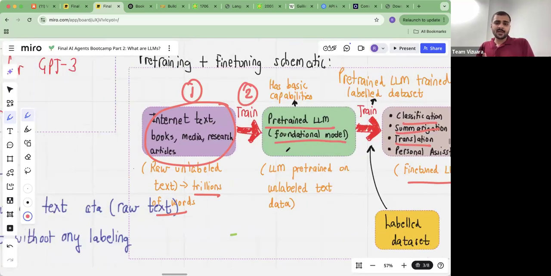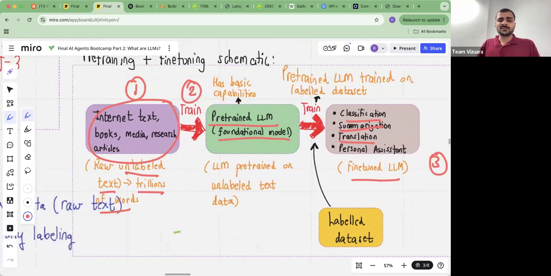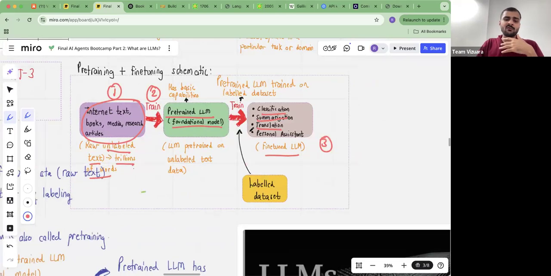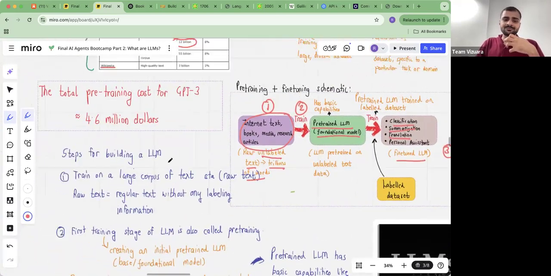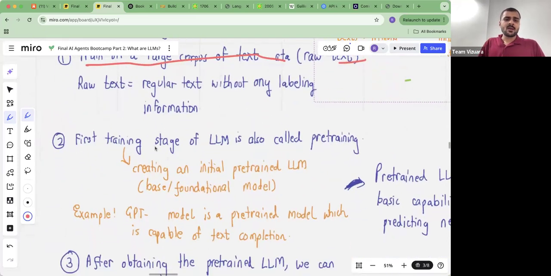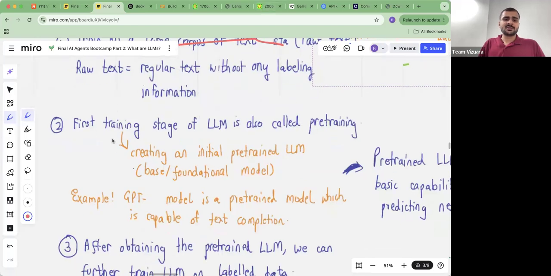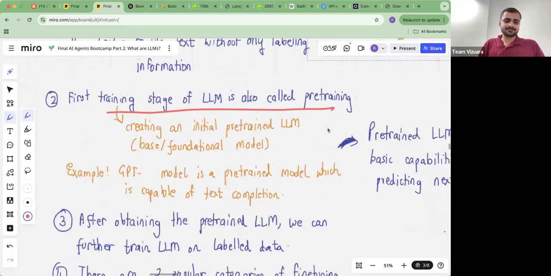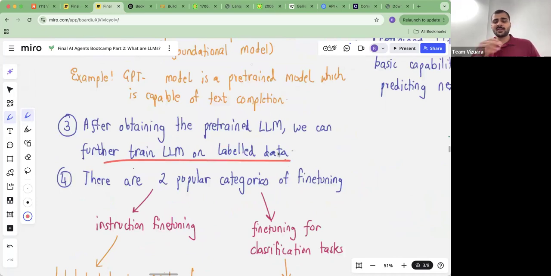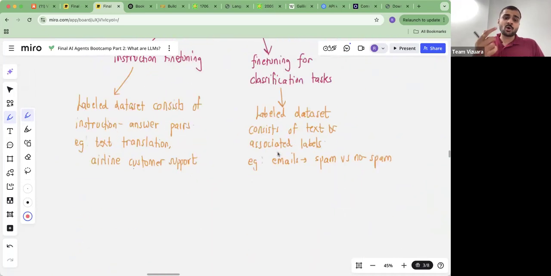So the first data set for the pre-training part is unlabeled data, whereas the second data set is labeled. In the second data, you also provide what should be the correct answer. Here's the input, what should be the translated output. So this is the general, very high level workflow of how LLMs are built. Here I've just put that in text. You train on a large corpus of data. The first training stage of an LLM is also called pre-training. And after obtaining the pre-trained LLM, we can further train the language model on labeled data, and that's called fine-tuning.